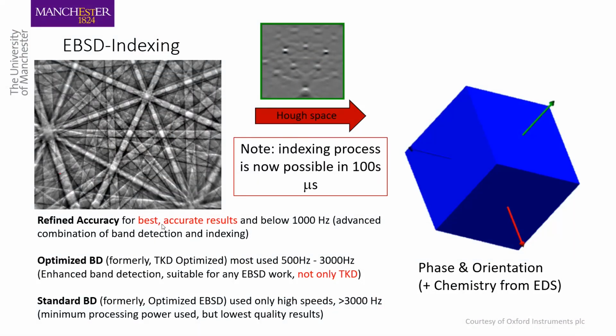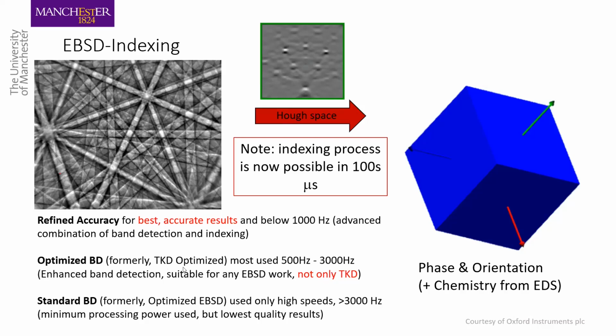It's the most accurate way to do this, and it's typically below 1,000 hertz. I think the software's improved; Jack may correct me, it might be a bit more than that now, since they've made the software improvement. Optimized band detection, which was formerly known as TKD optimized, is much faster indexing, but still good accuracy.